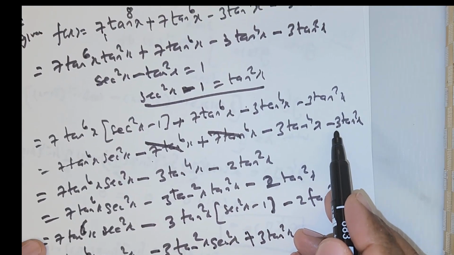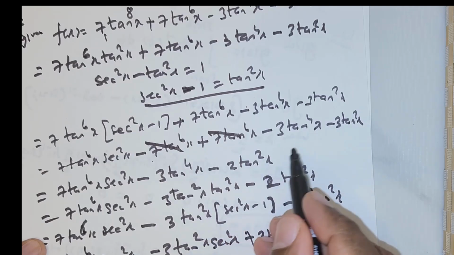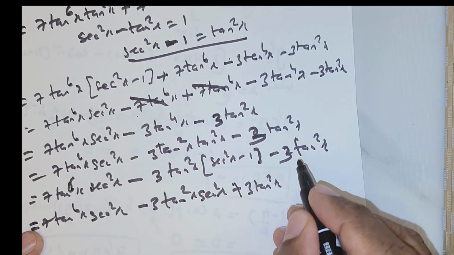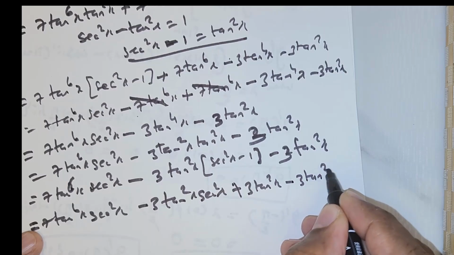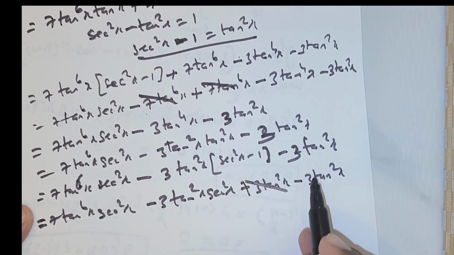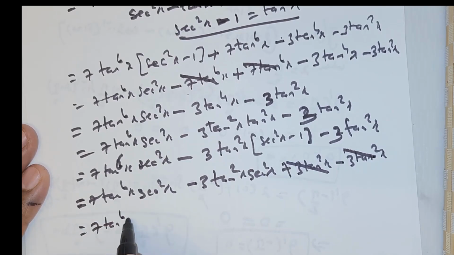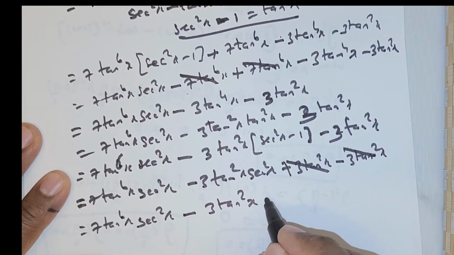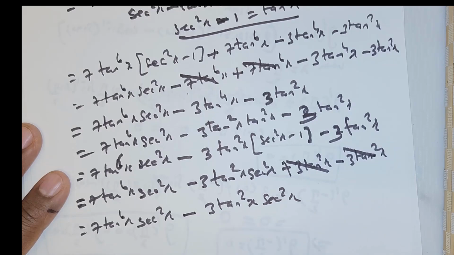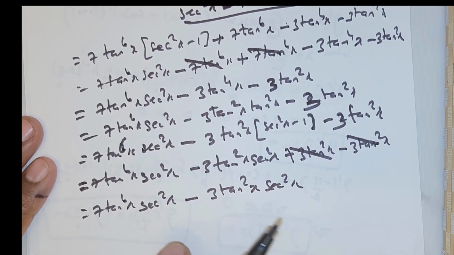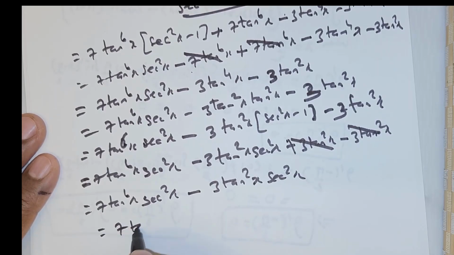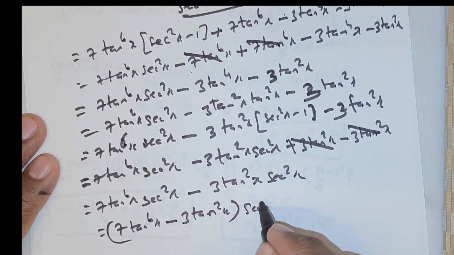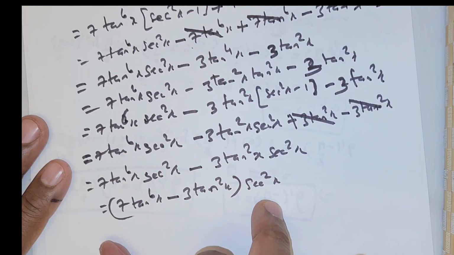Now apparently this is actually 3 here, but I've written it as 2, so it should be 3 there. So we have a 3 here and we have a 3 here. So that's going to be minus 3 times tan squared x. Okay, fair enough. So plus and minus cancel, giving me 7 times tan raised to the power of 6x times secant squared x minus 3 times tan squared x times secant squared x. So this is what we have got. Now I will take the secant squared x out. So 7 times tan raised to the power of 6x minus 3 times tan squared x, times secant squared x. So this is what we have got.